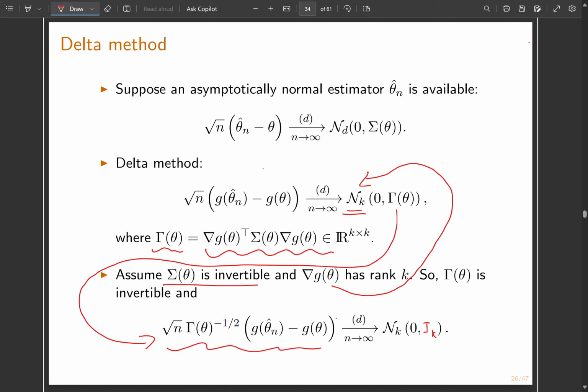It is a Gaussian of N k, and then since we had those assumptions, this allowed us to have gamma of theta being invertible, and that allows us to bring it outside the bracket and rescale g of theta hat n and g of theta, and that gives a standard normal.